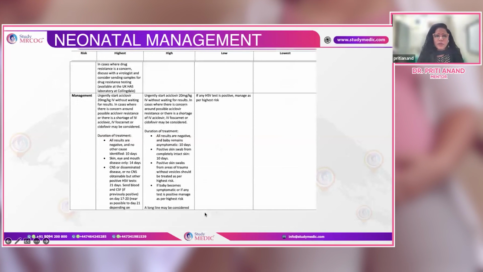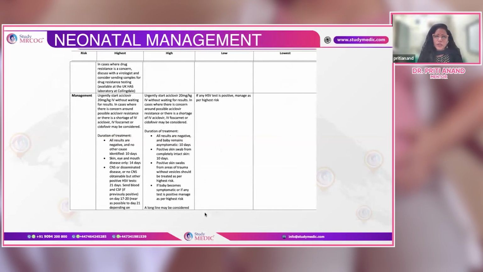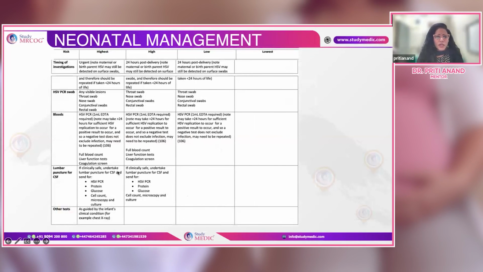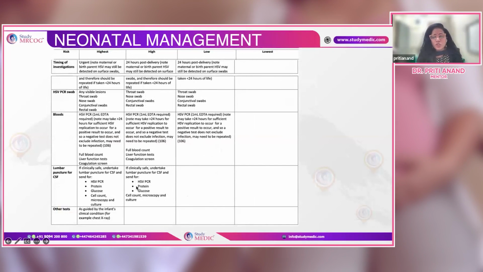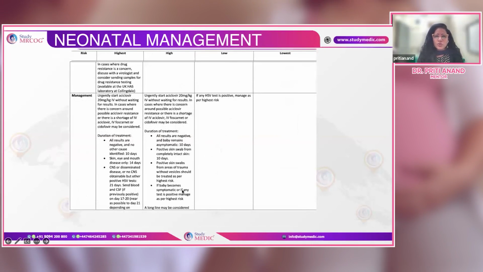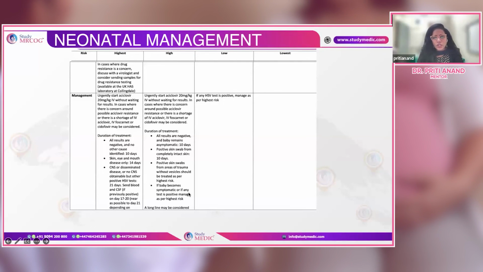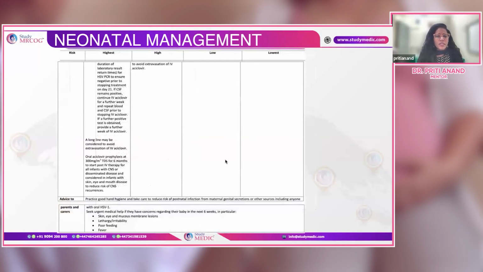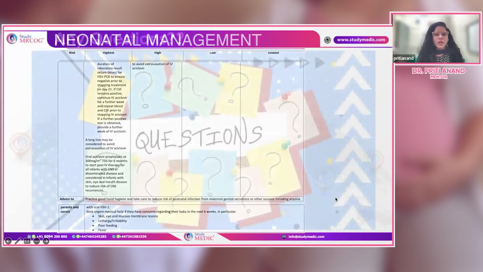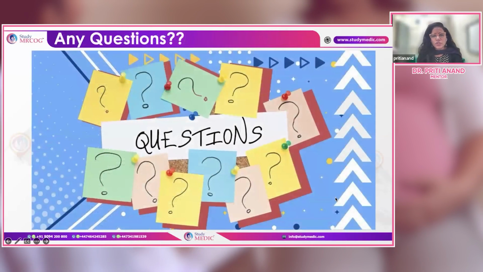The most important thing everybody knows: the babies who are at high risk will always be given IV acyclovir. They will be very closely monitored. If required, swabs may be taken, and a lumbar puncture may be done for the highest risk and high risk babies. These are the two groups where treatment by IV acyclovir is required. Please go through these. They are a little detailed, which is important from your exam point of view. And if you still have any questions, do let me know.